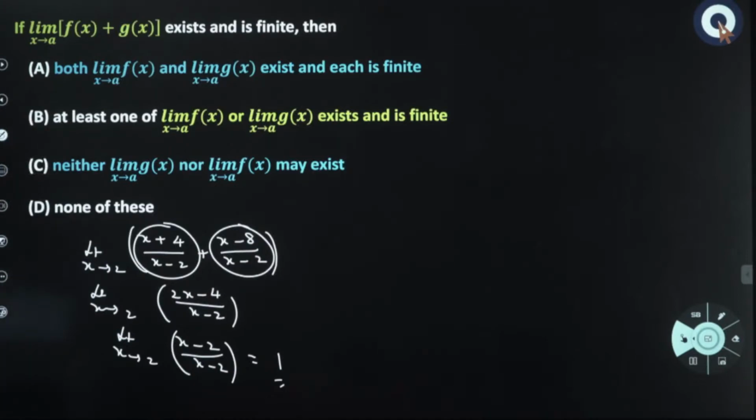Now, individually they may not exist. So neither the limit of g(x) nor the limit of f(x) may exist. So option C is correct.